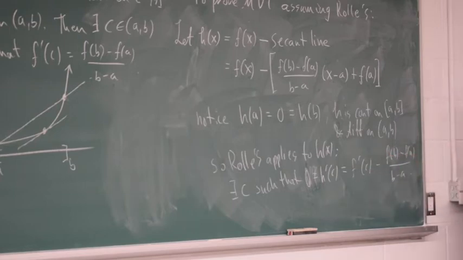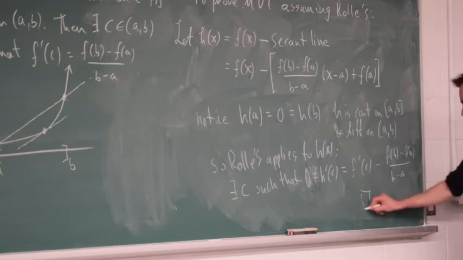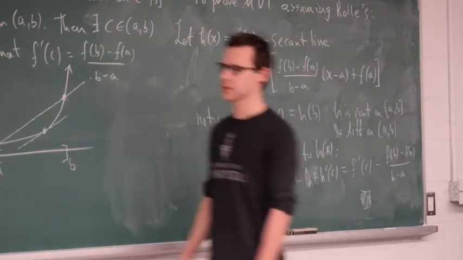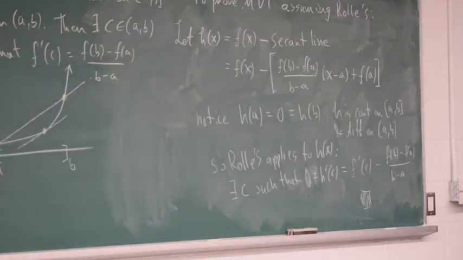That's the derivative formula that I derived just a minute ago. And then you bring that over and you get the statement for f. There we go. So that's the proof of the mean value theorem, assuming Rolle's theorem. Any questions about that?